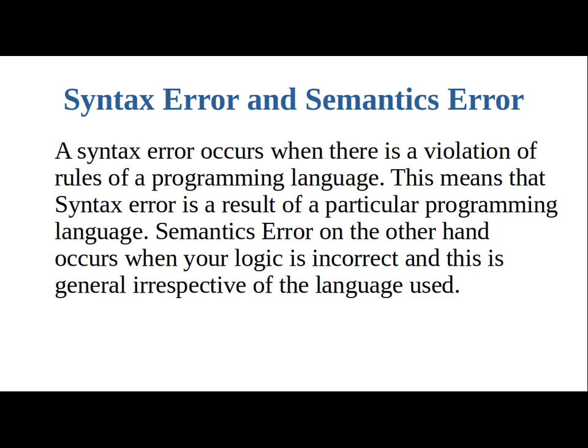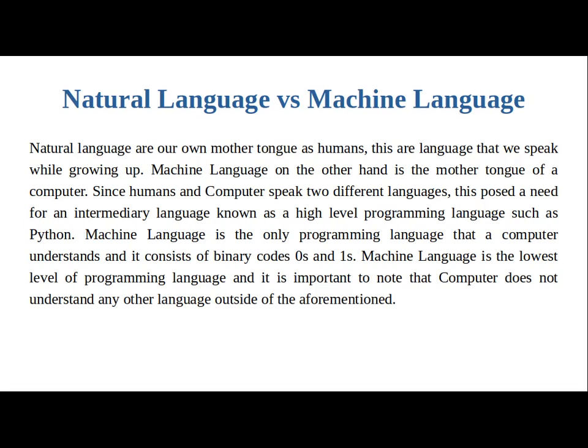We'll move further to what we call natural language, as I was saying before, and machine language. Natural language is our own mother tongue, like the English language most of us speak. Machine language, on the other hand, is the mother tongue for the computer. A computer does not understand natural language, and we humans do not understand machine language. So the need for an intermediary language becomes a necessity, and this is where high-level programming language comes in.